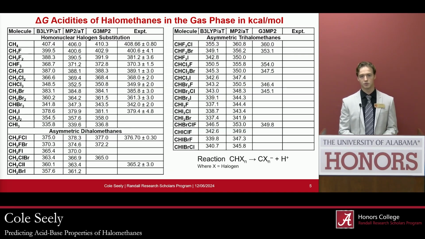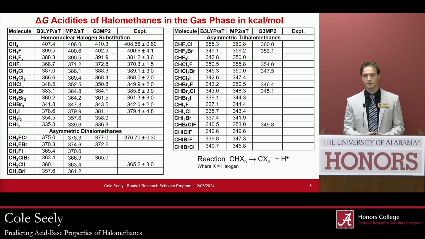So in terms of those blanks, the reason why iodine is difficult to calculate with G3MP2 is because, in G3MP2, the standard method is to use a basis set known as 6-31G(d), and this basis set is too small to account for iodine, which is a very large atom and has 53 electrons.